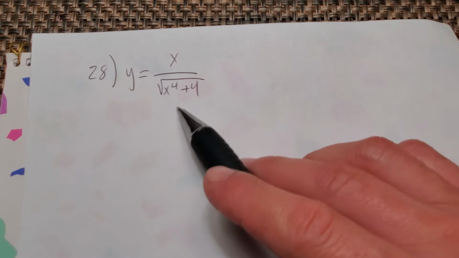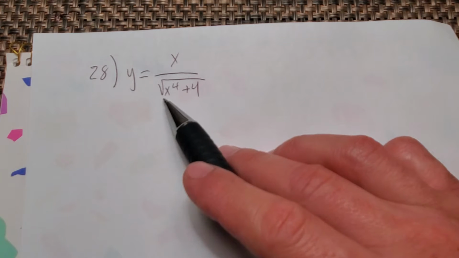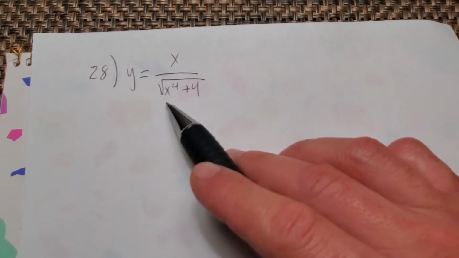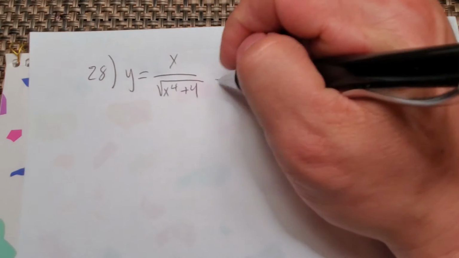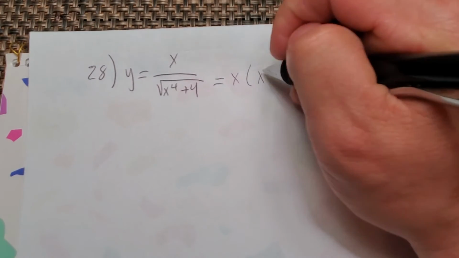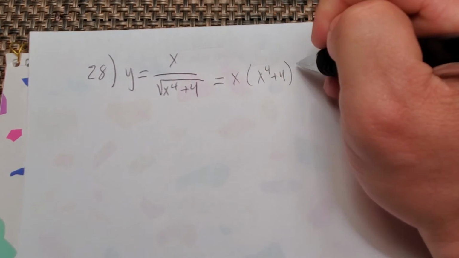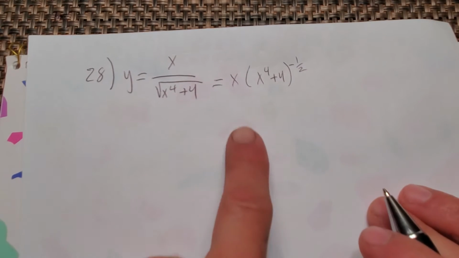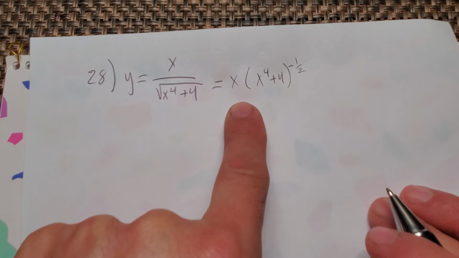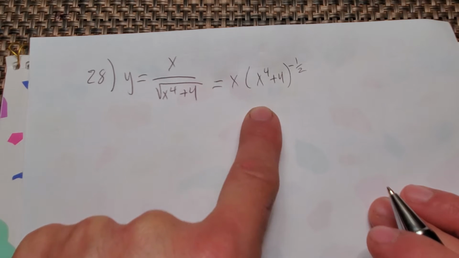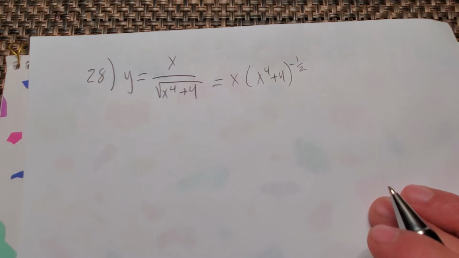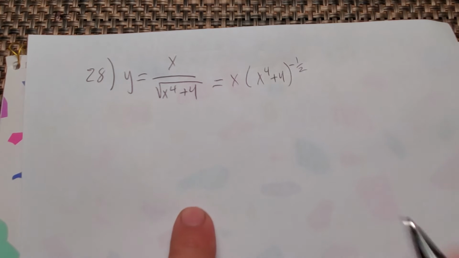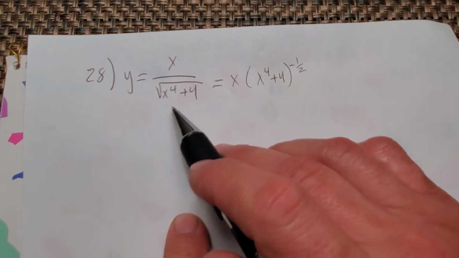I could use a product rule if, instead of writing this as radical x to the fourth plus 4, I wrote it instead, for example, as x times x to the fourth plus 4 to the negative 1/2. So I could technically use the product rule just by rewriting it. However, I'm actually going to use the quotient rule in this case, and mainly because of this denominator here.